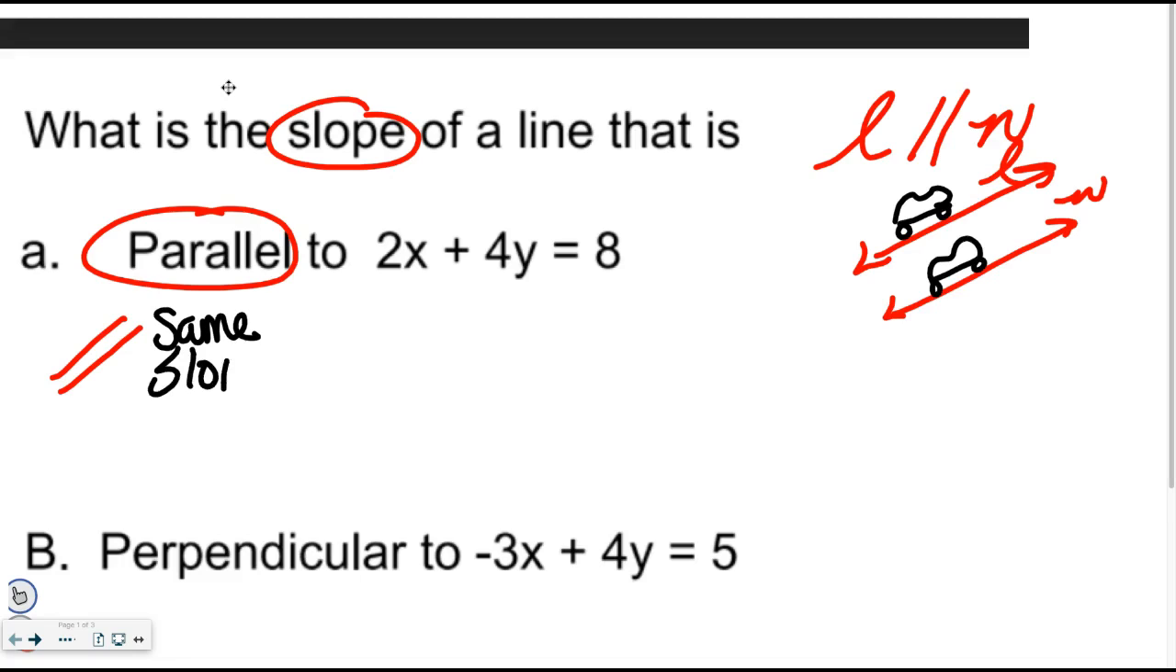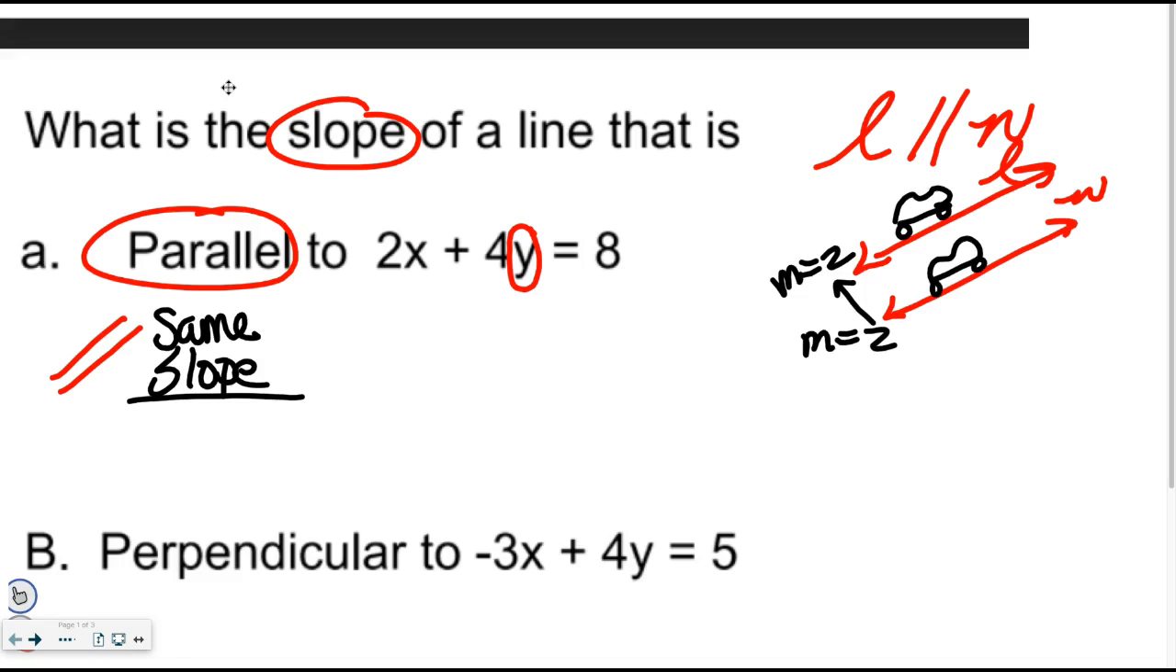So whenever it asks you for the slope of a line parallel, you just need to find the slope of one of them. Like if this slope was 2, you steal it for parallel lines because they have to have the same steepness or they'll cross. But remember, for you to find the slope, you have to solve it for y first.